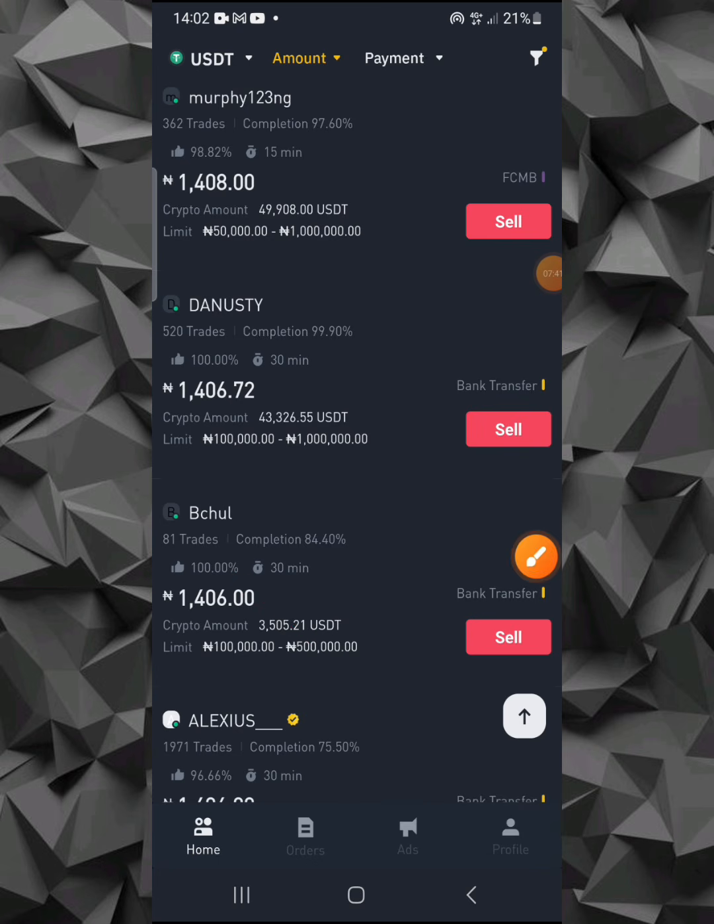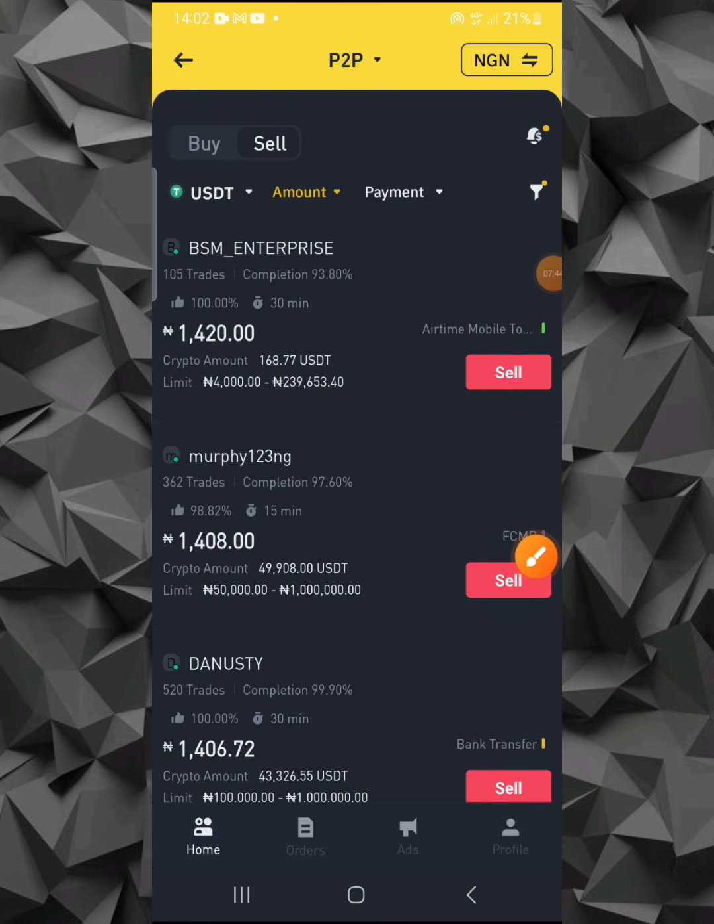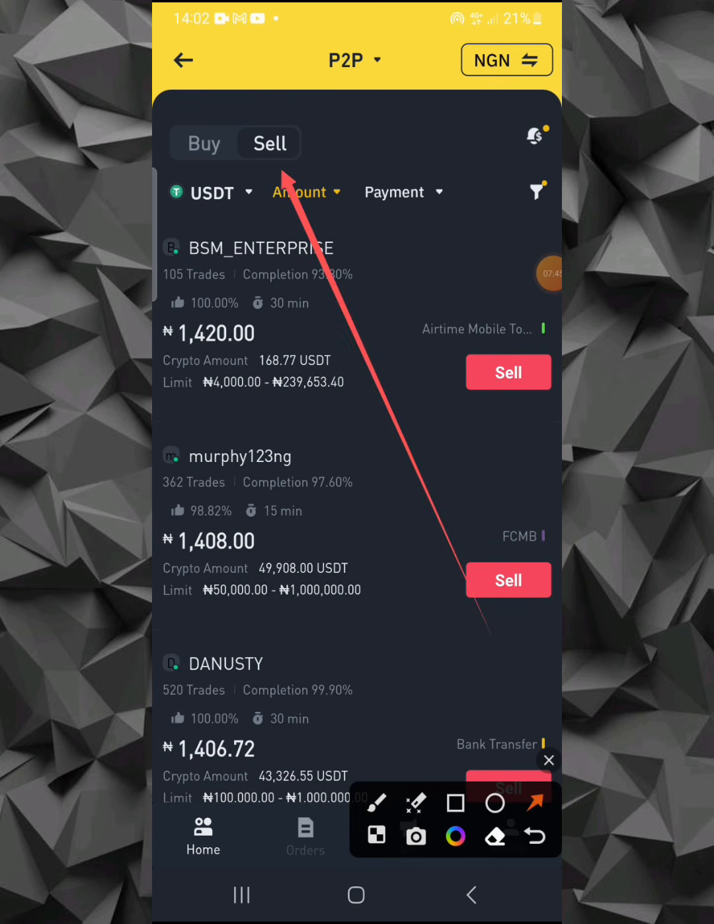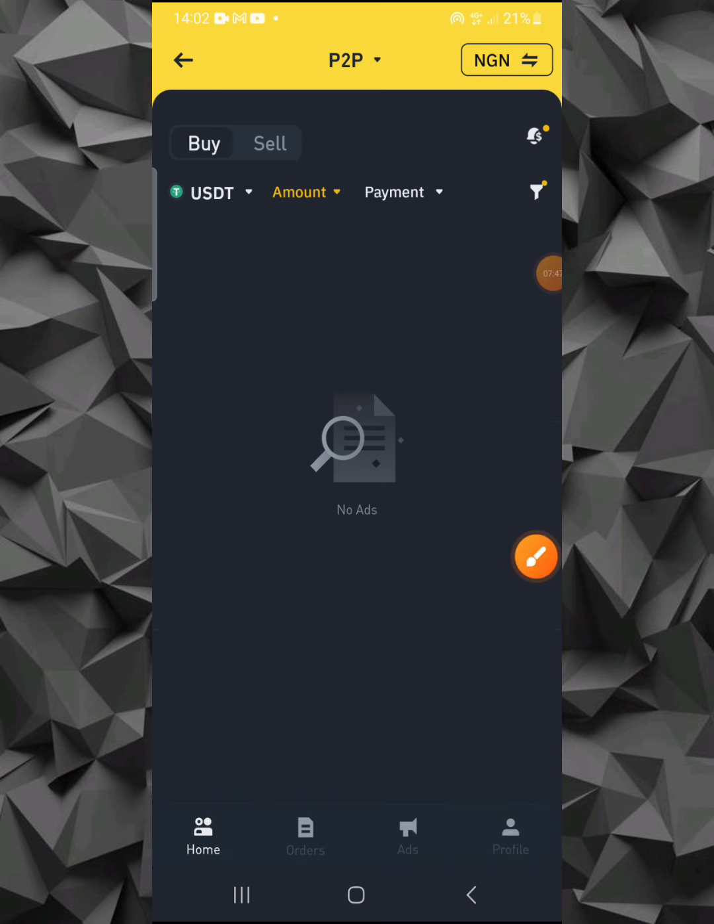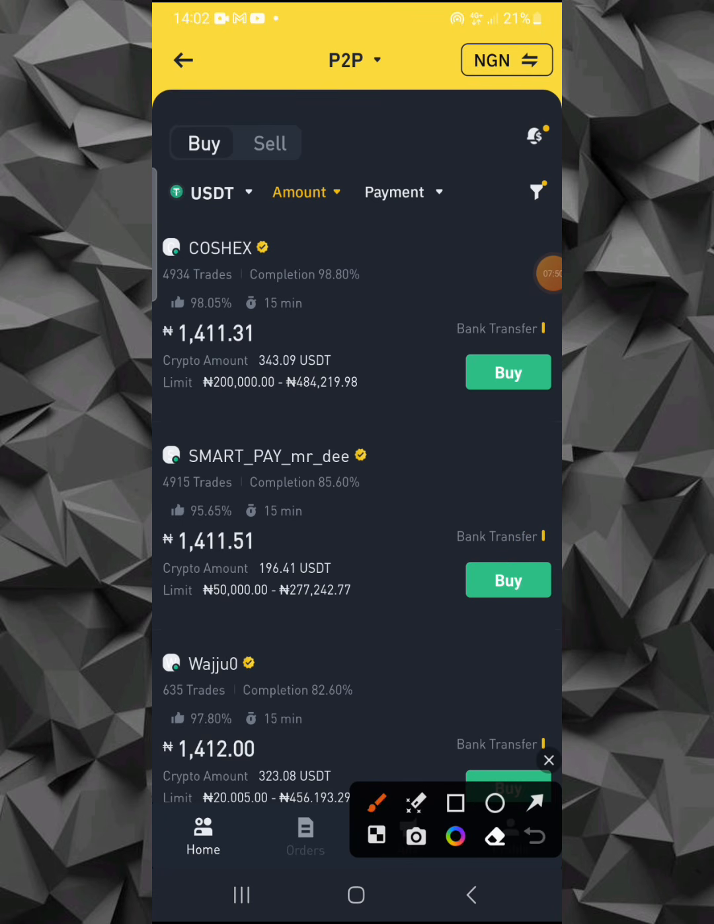But if you want to make more profit, guys, come here instead of selling directly to P2P. Come here and sell as a merchant. You place a buy ad, and people will come and be buying from you. All these guys that are sitting right here, they are the ones making the most profit out of this.